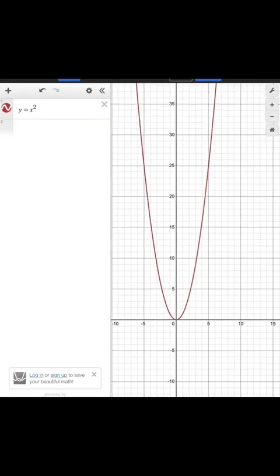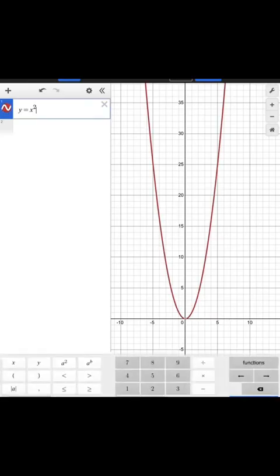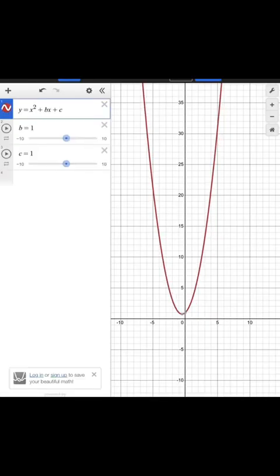Now let's see what happens when we graph a different form of a quadratic. Now we've got the general form of a quadratic here, y equals x squared plus bx plus c. So right now, b and c are equal to 1, but let's just see what happens if we change this b value. So if we move the slider, you can see it moves that quadratic.